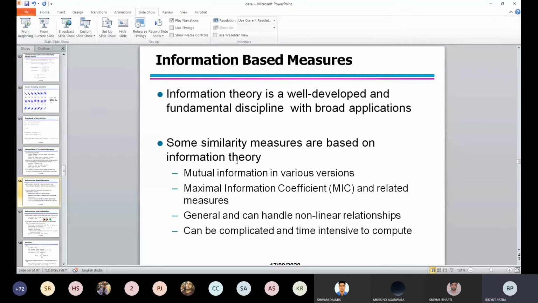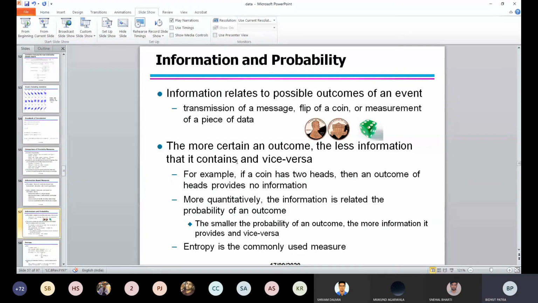There are some measures called information based measures. Basically, where we have the probability of something happening and you have multiple outcomes, in that scenario one can use the information based measure. Okay. Information relates to the possible outcome of an event. So if I say sunset in the west, is there any information?